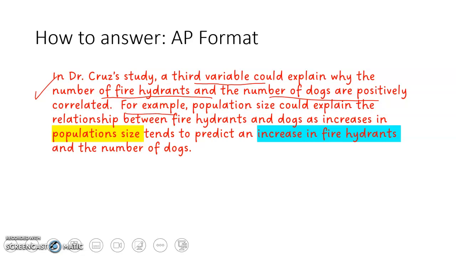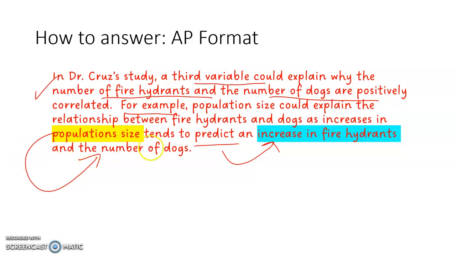For example, population size could explain the relationship between fire hydrants and dogs, as increases in population size tends to predict, because correlation is prediction, not cause, this variable and this variable, right? So you can see how I am making population size correlated to both variables very specifically. And that's how to answer a basic third variable problem.